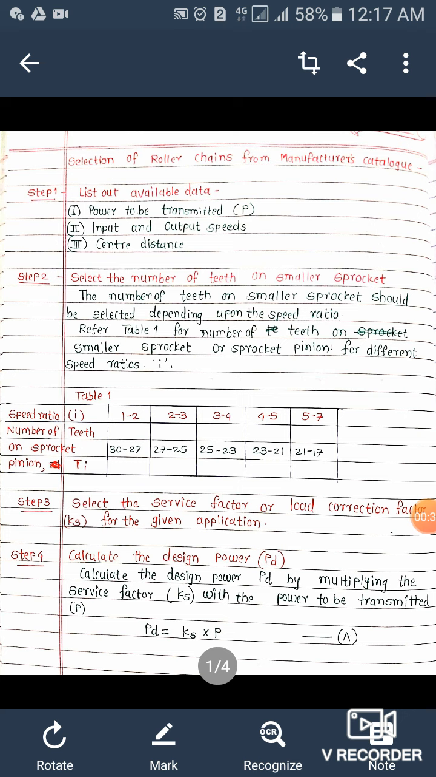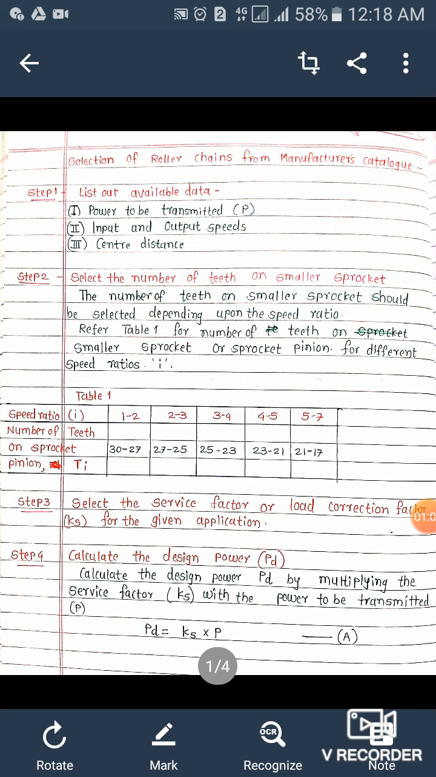After finding out the available data, step 2 is to select the number of teeth on the smaller sprocket. The number of teeth on the smaller sprocket should be selected depending upon the speed ratio. For that purpose, you refer to table number 1, which is mentioned below, for the number of teeth on the smaller sprocket or sprocket pinion for different speed ratios, I.